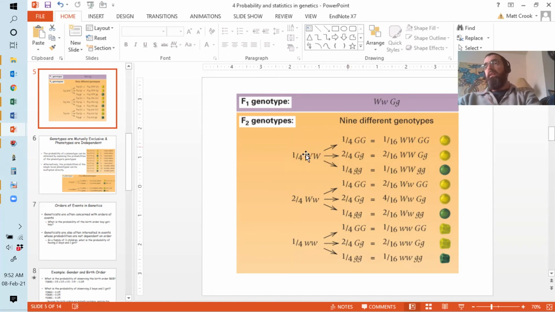But because, let's say this is round and yellow, right? You can't have this genotype combination and this one and this one and this one. You add those probabilities together, right? Because they are exclusive. So in many ways, a dihybrid cross kind of illustrates quite nicely, we're going over time here, the rule of mutually exclusive and independent.